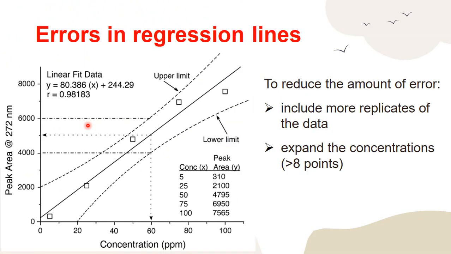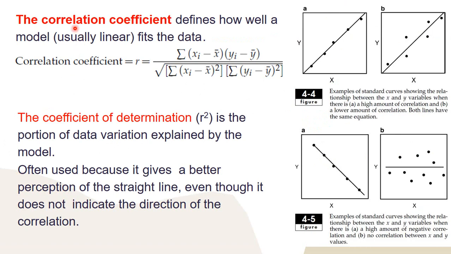So every time you use Excel to calculate this regression equation, Excel will automatically calculate R squared for us. R squared is called the coefficient of determination, and R is called the correlation coefficient. This correlation coefficient R tells us how well a model, usually a linear model, fits the data, right? And this is the formula for R, and the closer R is to 1 or minus 1, the higher the correlation between X and Y.